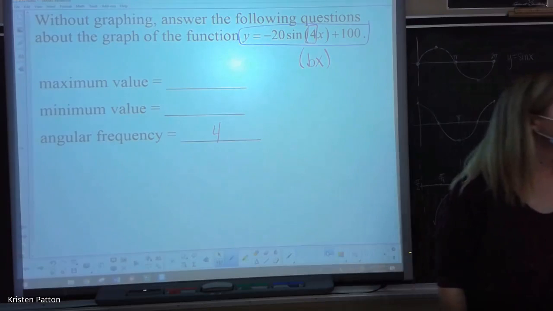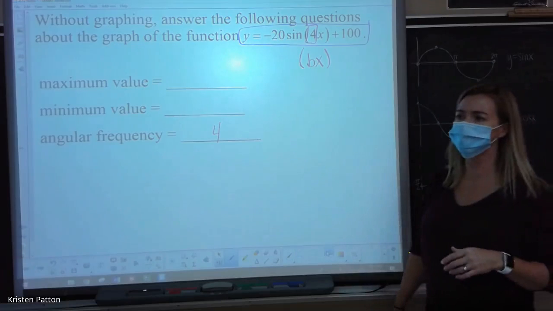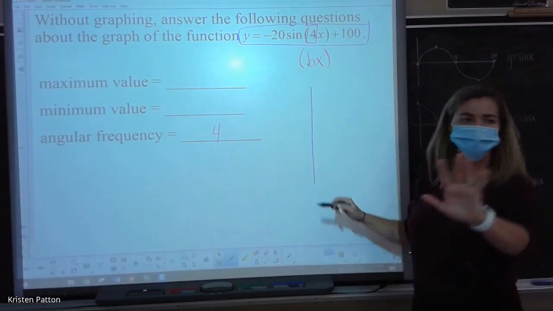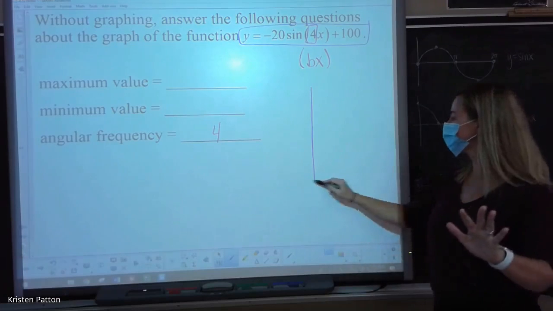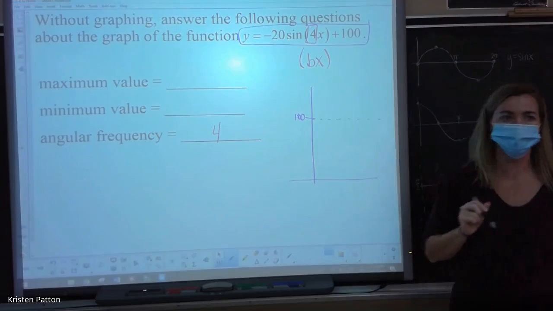Where's my midline on this function? Sean, what do you think? Where will my midline go? 100. Now, I'm not drawing the graph. I'm just drawing the y-axis. So the midline is going to go up to 100.